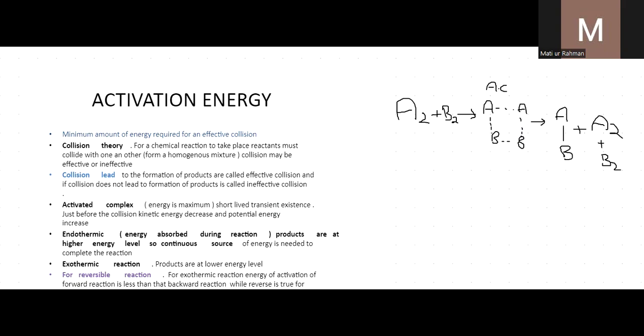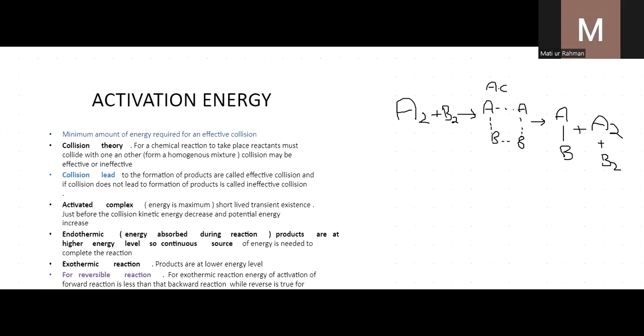So I hope you understand. The A2 molecule reacts with the B2 molecule and forms the activated complex. This is a very short-lived species having a very high energy state. If the collision is effective, then we have the product AB. If the collision is ineffective, then we have the same reactants A2 and B2. So this AB represents the product of the effective collision, and this A2 plus B2 represents the ineffective collision. So a collision may be effective or ineffective.